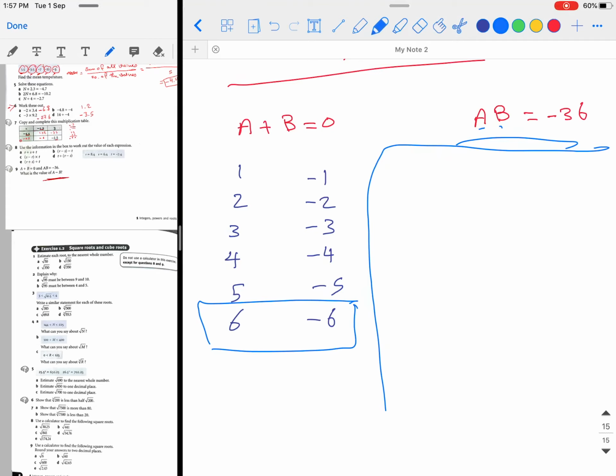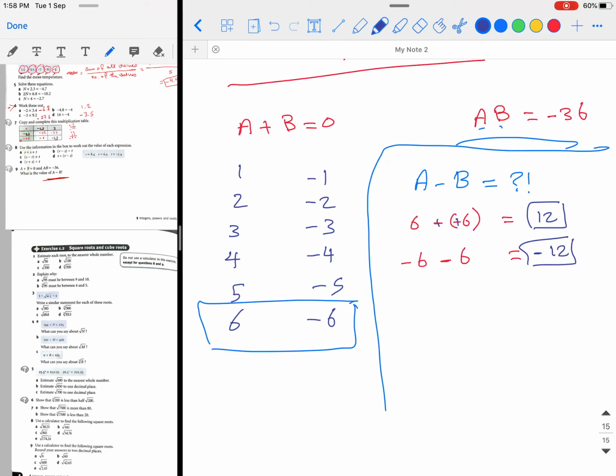So he asked me to find the value of A minus B. A minus B equals what? So you can say A is 6 and B is negative 6. So the result will be what? Yeah, make it addition. So the result will be 12. Okay, what if we say that A is negative 6 and B is 6? So negative 6 minus 6, we will get negative 12. So the answer for A minus B is 12 or negative 12. It can be 12 and it can also be negative 12.